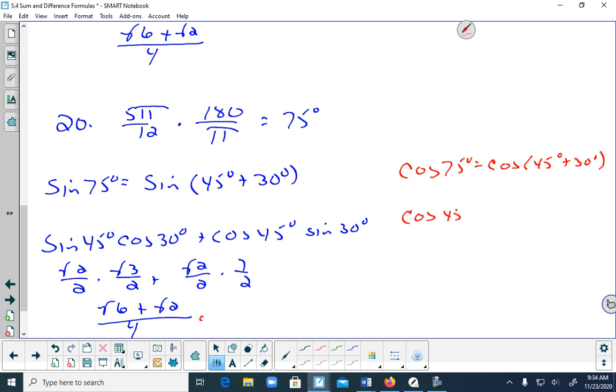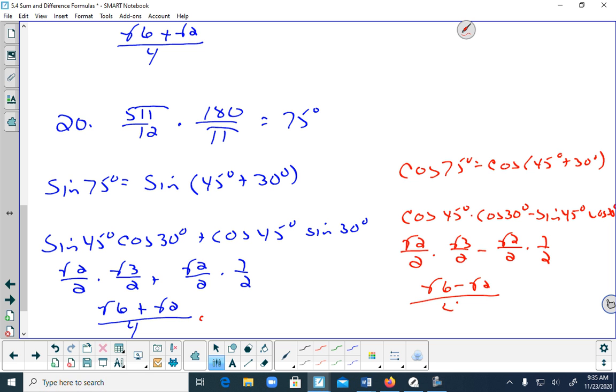Cosine of 45 degrees times the cosine of 30 degrees minus the sine of 45 degrees, sine of 30 degrees. Whoopsie, barely squeeze that in. Square root of 2 over 2, square root of 3 over 2, minus square root of 2 over 2, 1/2. So I end up with the square root of 6 minus the square root of 2, all over 4. So those are my answers for sine and cosine.